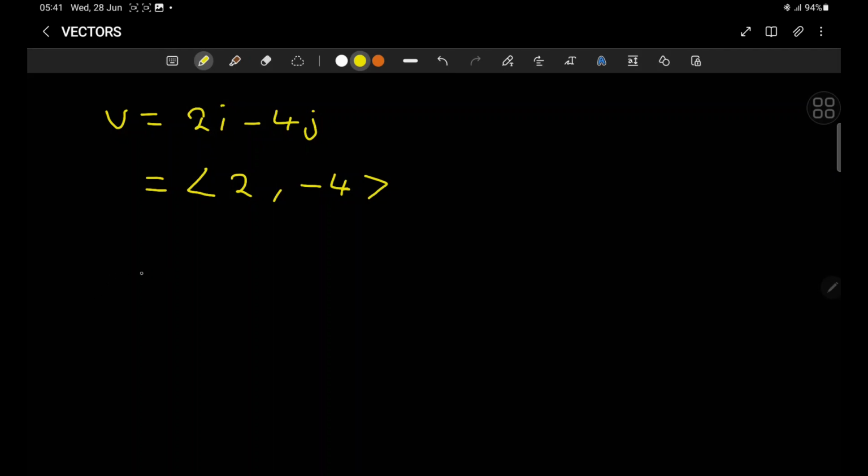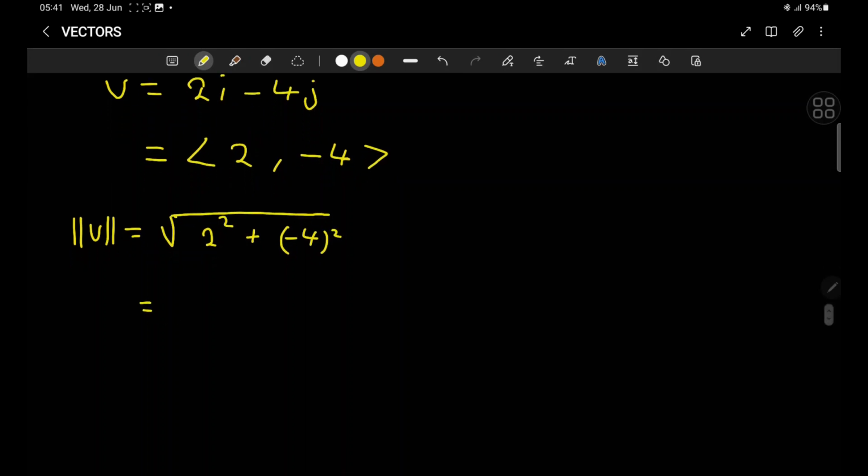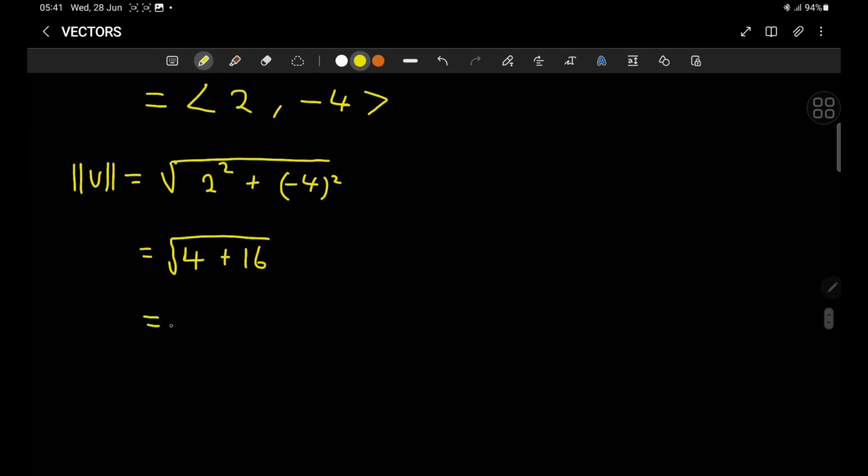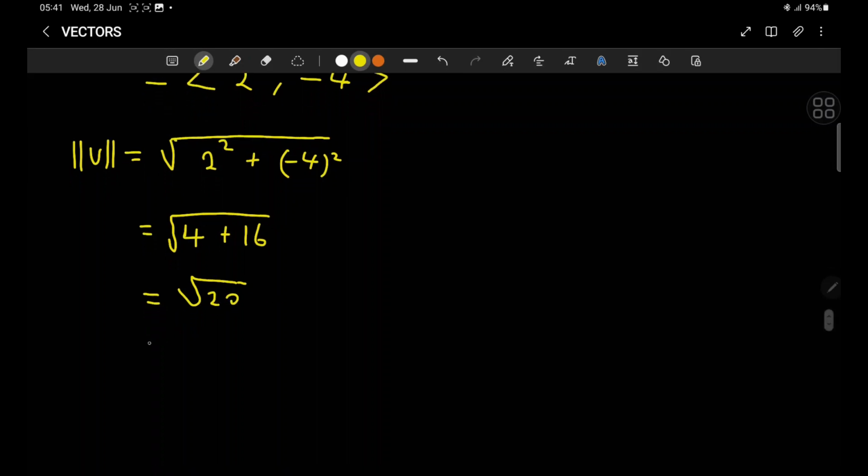So from here we find the magnitude of vector v. It's the same procedure. We'll have 2 squared plus negative 4 squared. So this is 4 plus 16, and this is the square root of 20. We can break down 20 into a multiplication of 4 and 5. So this will be 2 root 5. Okay, so this is our magnitude.